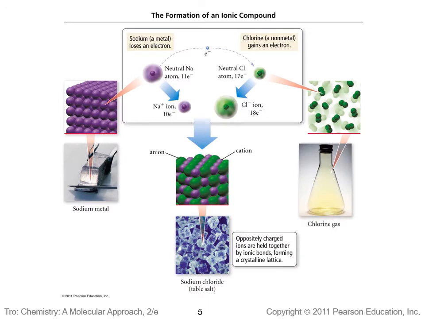Our sodium metal is going to form an ionic compound with chlorine by losing an electron, becoming positively charged. Our chlorine is going to gain that electron that is lost by the sodium and become negatively charged. And then the positive charge of the sodium is attracted to the negative charge of the chlorine. We make sodium chloride.